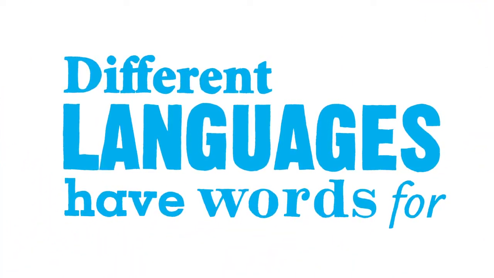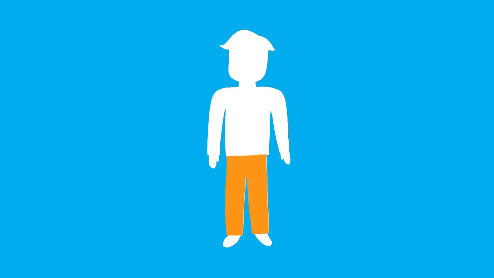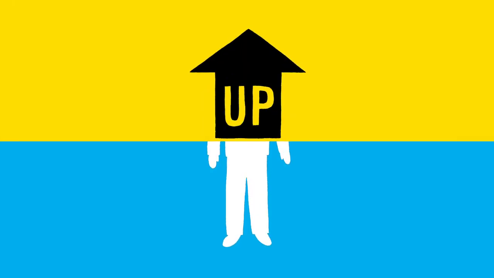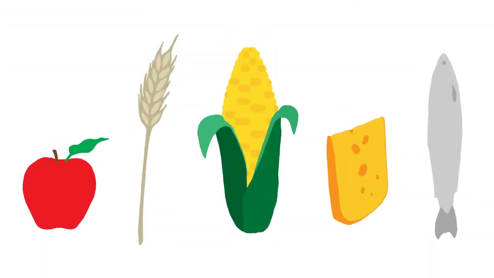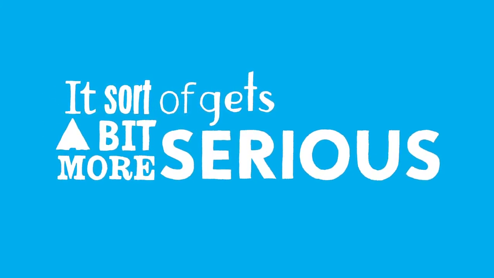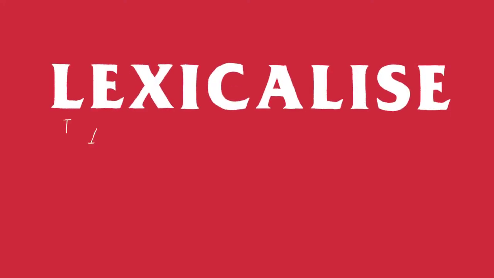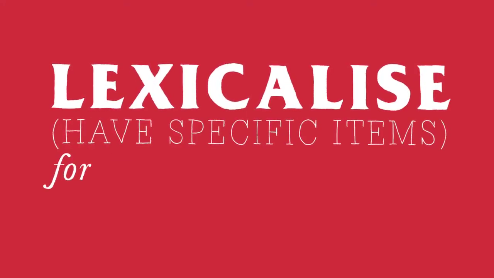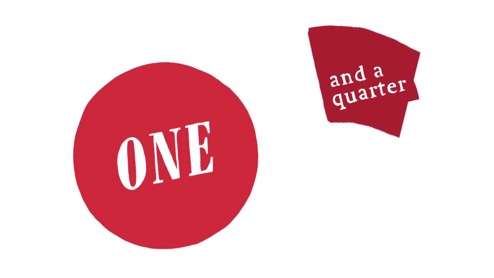Well, different languages have words for mostly similar kinds of things. I mean, because we're all human, we have words for legs and arms and hands, and we have words for up and down, and we have words for family relations, words for food, and so forth. But it gets a bit more serious when you realize there are some languages that lexicalize, or have specific items for, strange things like the number 1 1/4. Why should you have a word for the number 1 1/4?